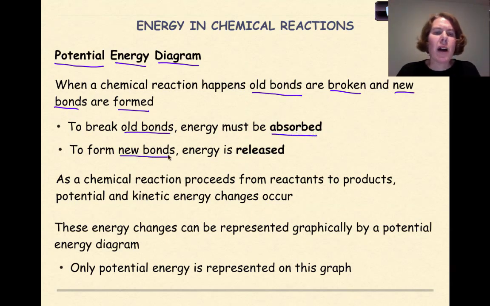To form new bonds, energy is released, because in the process of releasing that energy, it's going to become more stable, and therefore we're going to form those new bonds. As a chemical reaction proceeds from reactants to products, potential and kinetic energy changes will occur. These energy changes can be represented graphically by potential energy diagrams. Only potential energy is represented in these types of graphs.